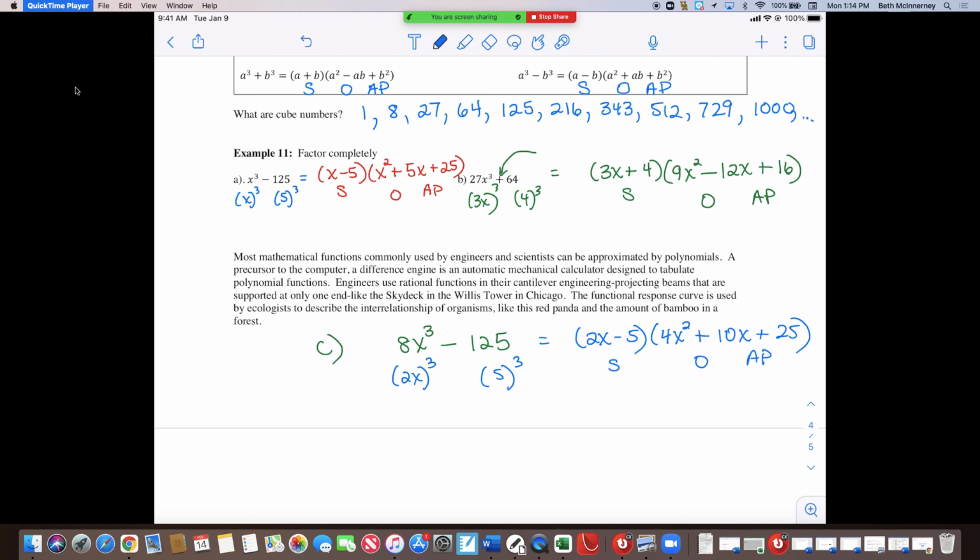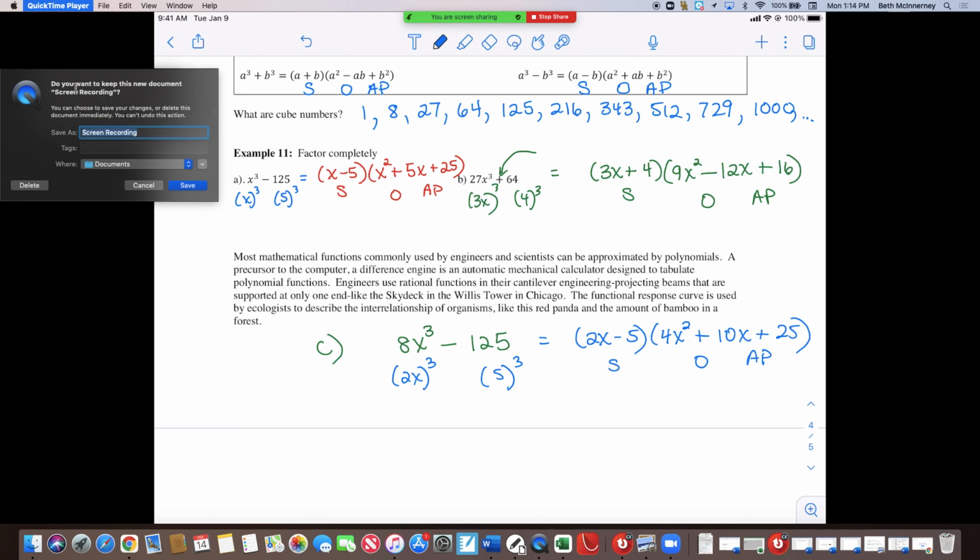All right, show me thumbs. How do we feel about factoring SOAP now? Yeah.